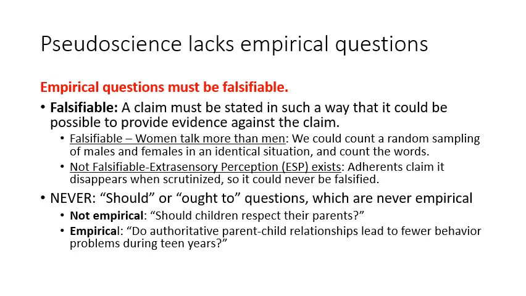So an empirical question that doesn't have a value judgment but gets at the same topic is, do authoritative parent-child relationships lead to fewer behavior problems during the teen years? And so this would not have a value judgment. It's just trying to observe behavior problems in response to parenting.